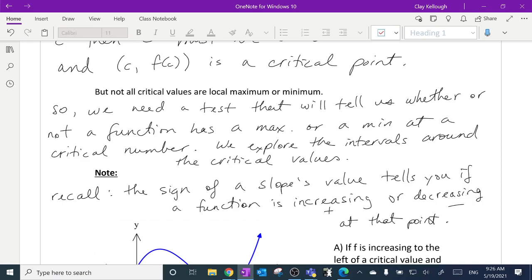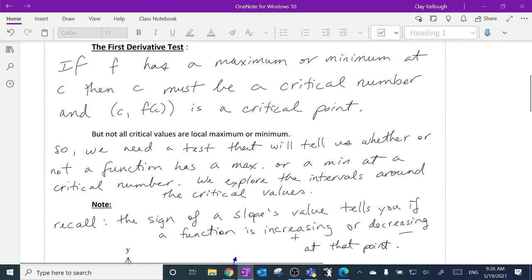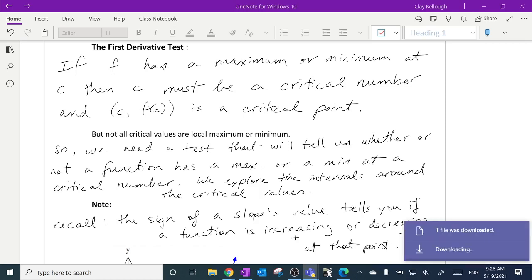I'll give you a sec to kind of catch up here. Here, I'll shrink it so it's all visible on one page. And I'll give you a sec to kind of catch up. While you're doing that, I'll run attendance here.